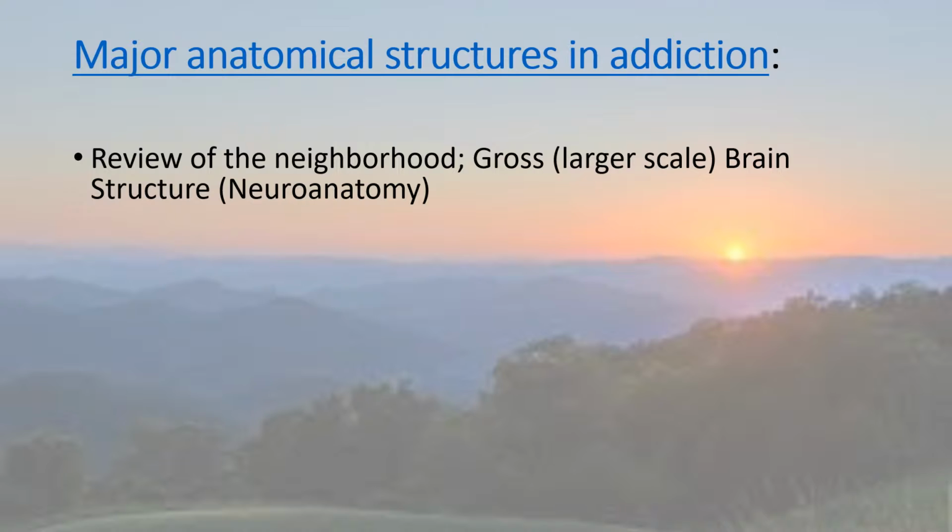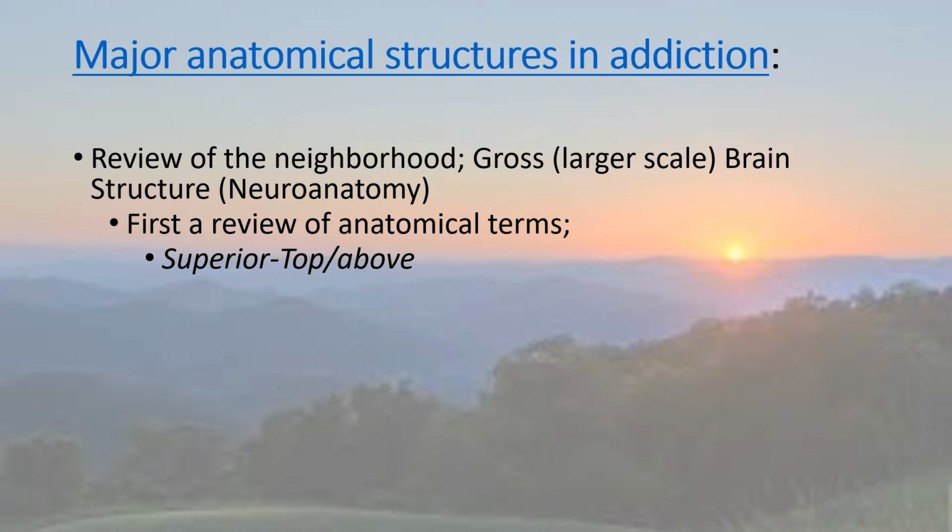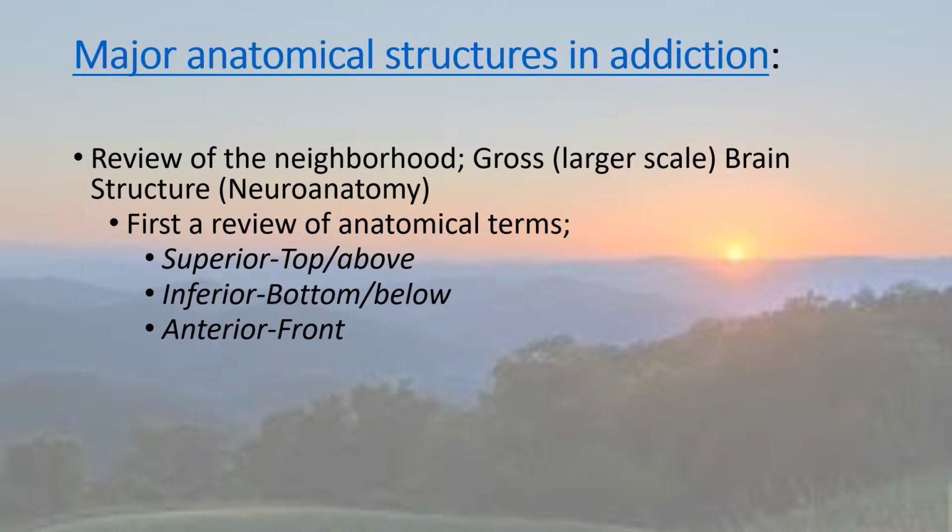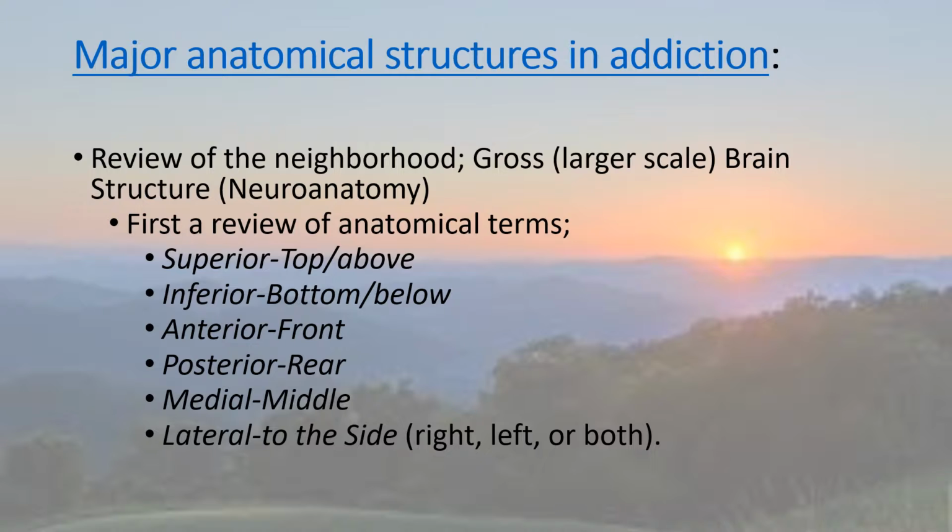Just to give you a review of the neighborhood on a gross or large scale of the brain structure, which by definition is neuroanatomy, the review of the anatomical terms we're talking about. Superior means toward the top or above. Inferior, toward the bottom or below. Anterior would be to the front. Posterior would be toward the rear. The medial, or middle. And then you've got lateral, to the sides. There's right, left, or bilateral would be both sides.